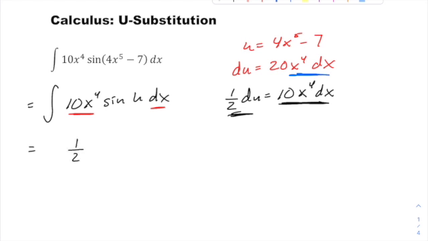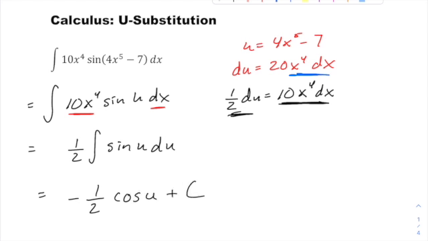So here we go. The 1/2 can be out in front of the integral, or you can leave it in front of the sine function. And when you view it in that form, it's really a pretty simple antiderivative. The antiderivative of sine is negative cosine. Don't forget about that. So we have negative 1/2 cosine of u plus c. Don't forget about that plus c, because these are indefinite integrals. And then we just substitute back in. What was u representing? It was representing 4x to the fifth minus 7.